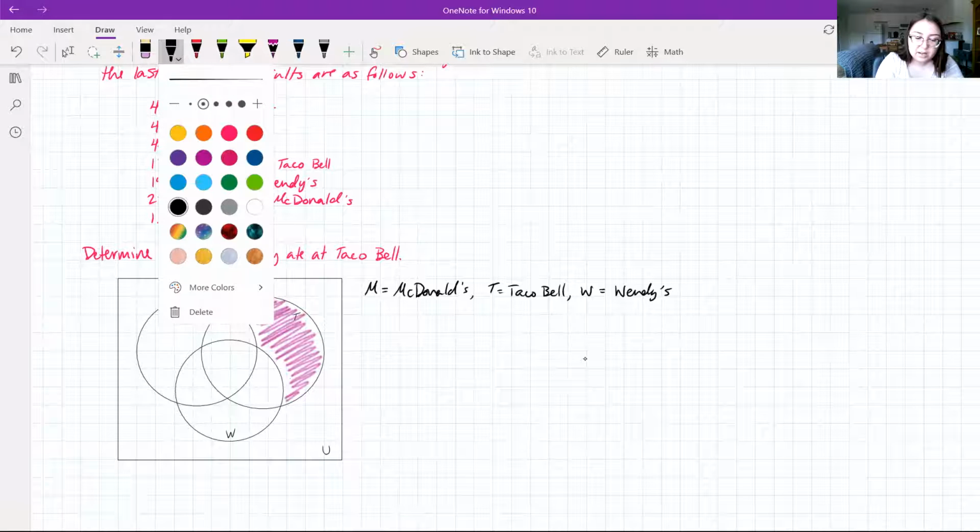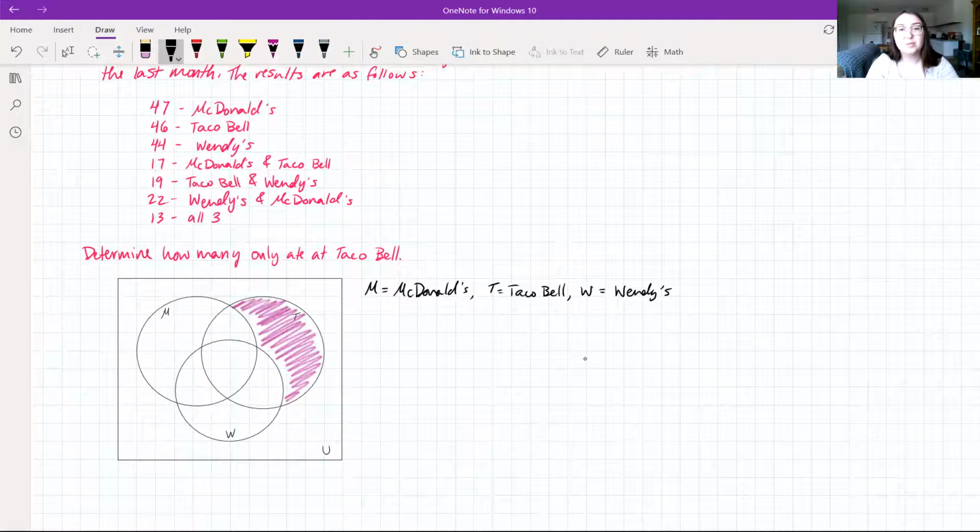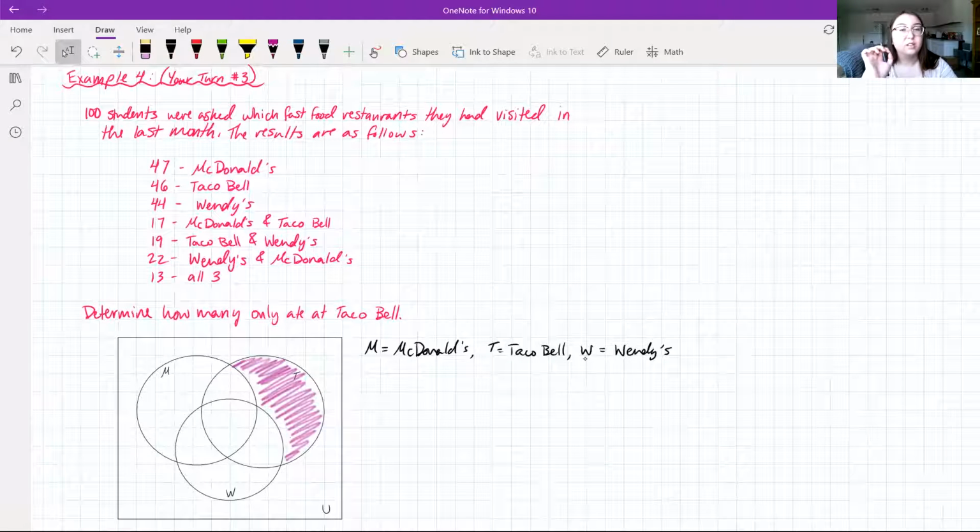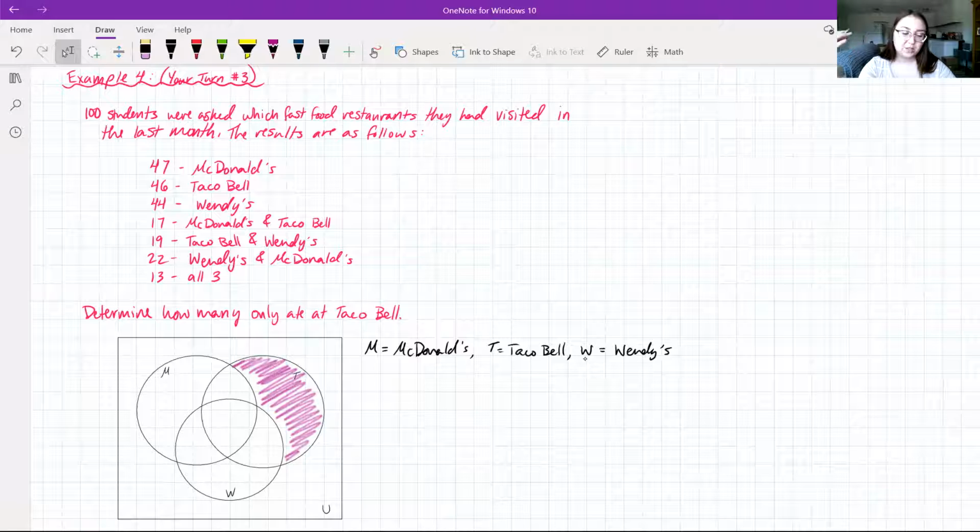And remember, an easy way to fill out our Venn diagrams is you start in the center and work your way out. Because if we added up all of these values that we see right here, 47, 46, 44, 17, 19, 22, 13, that is most definitely not going to equal 100. That is a lot more than 100. That's because certain values eat at all 3, certain eat at 2, and some only eat at 1, and some don't eat at any. So we have to remember, fill in the values.